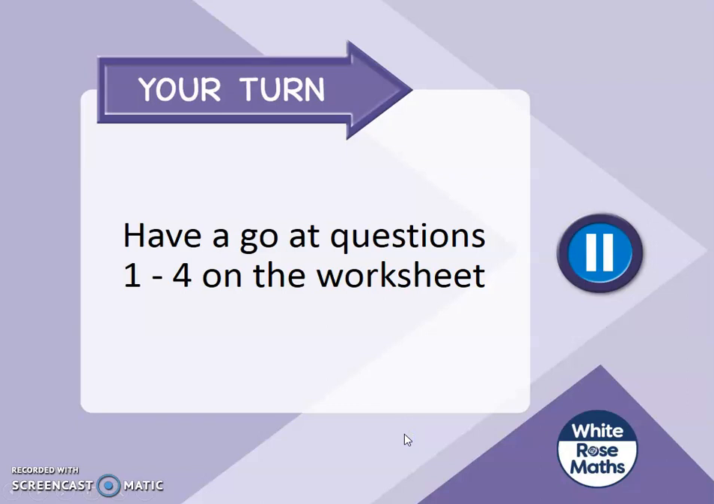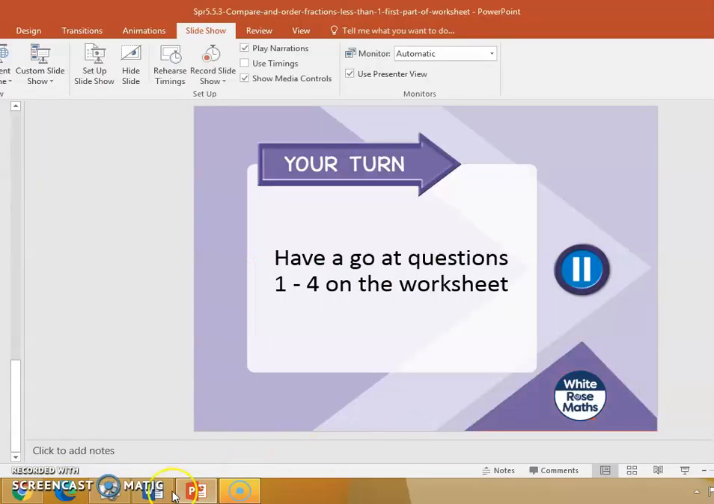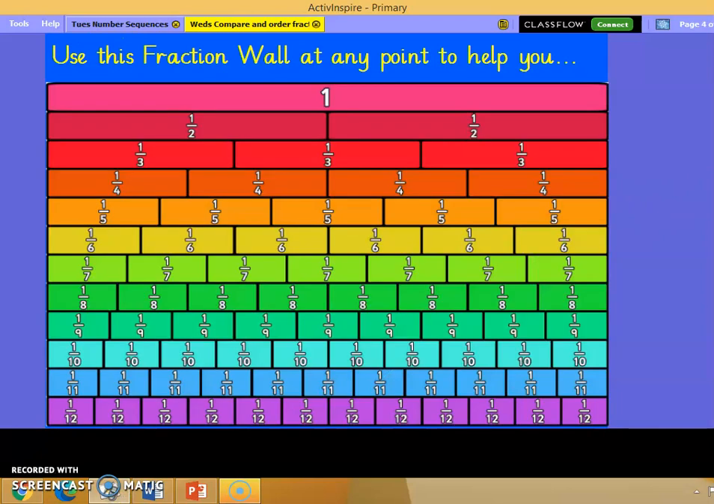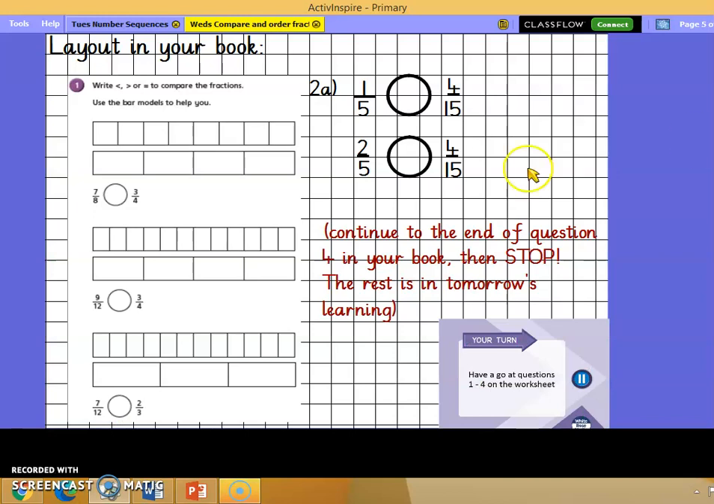It's your turn, please, to have a go at questions 1 to 4 on your worksheet. And for this today, you're going to stop after number 4. And tomorrow's lesson will go on to look at the rest of the worksheet. To record this in your book, please. Here's a fraction wall to help you should you wish to pause and come back to it. I'd like you to lay it out like this. For number 1, I'd like you to cut and stick it because the bars are exactly the same length and it makes life easier. For number 2, you can record it in your book like shown. Continue to the end of question 4 in your book and then you must stop. The rest is in tomorrow's learning.